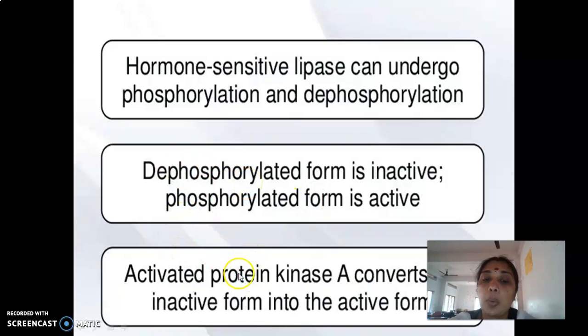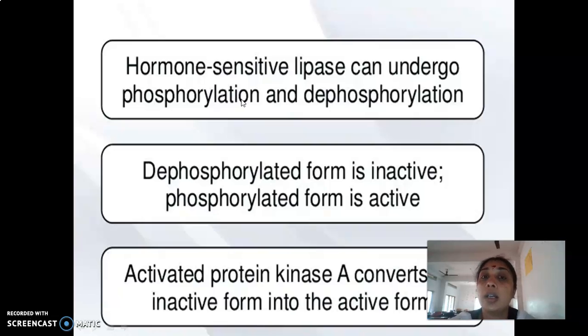So there is an enzyme known as protein kinase A. So what does it do? It is a kinase. It phosphorylates, right? The inactive or dephosphorylated form of hormone sensitive lipase, whenever TG breakdown is required.